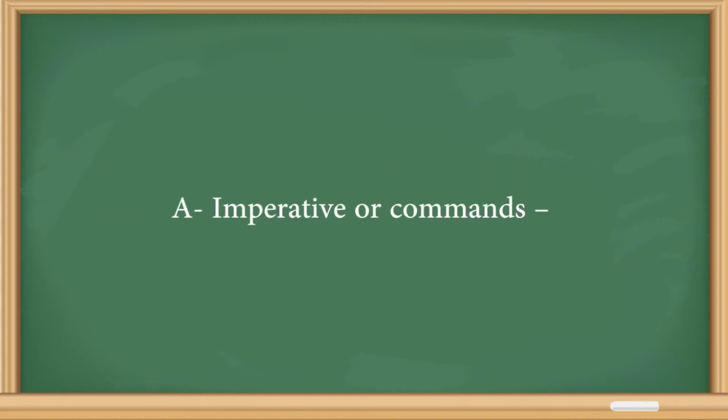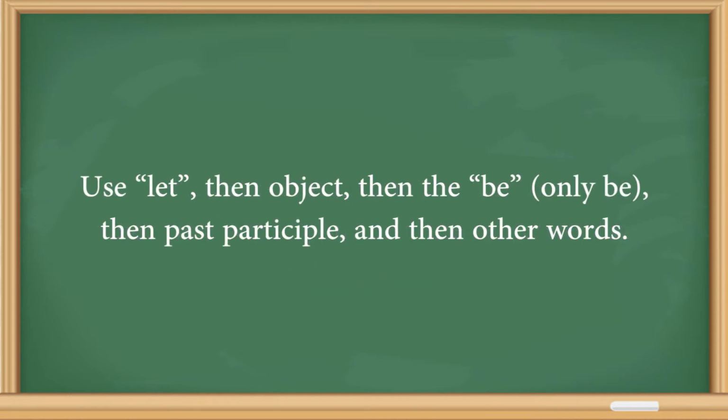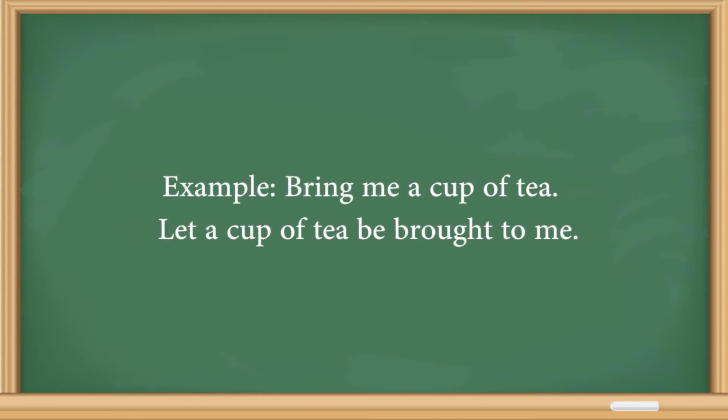First is imperative or commands. These sentences are always in present tense. Subject is not given, it is implied, it is always you. And the sentence starts with a verb. These are the four peculiarities, I should say, of any imperative sentence. Now let us see the process. Use let, then object, and then the be, only be. Then past participle, and then other words. See the example. Bring me a cup of tea is an order. Let a cup of tea be brought to me.